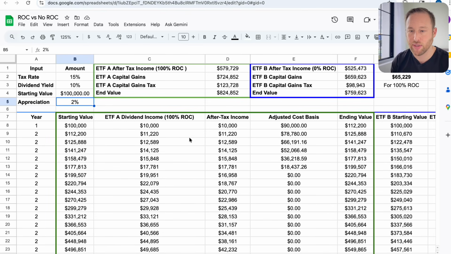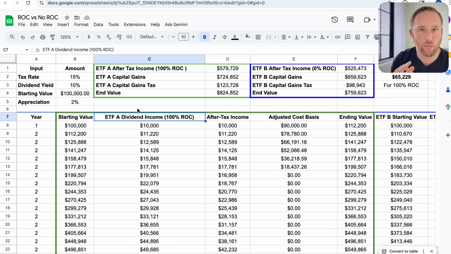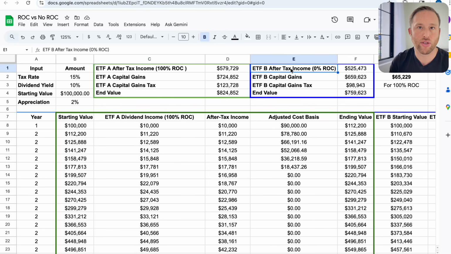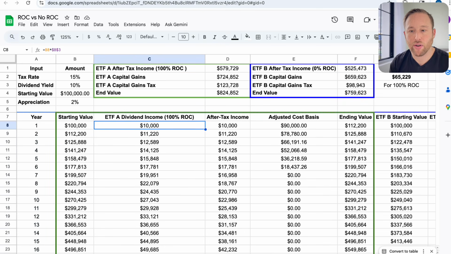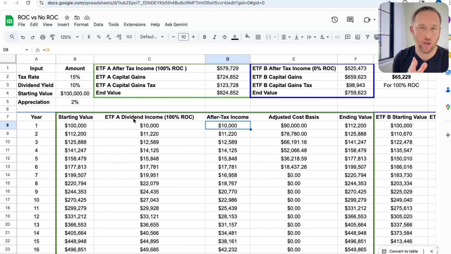And so we have two setups here. We have ETF A, which is an ETF that includes 100% return of capital, and ETF B, which will have no return of capital. With ETF B, you will be taxed immediately when you receive dividends from day one. So let's look at ETF A for now. We invested 100K, so our starting value is 100K. We received 10K in income because the yield was 10%. Our after-tax income is still 10K in ETF A. Remember, it's return of capital at 100%.